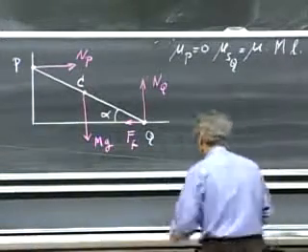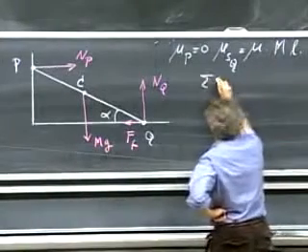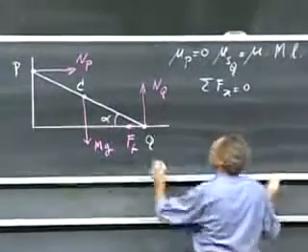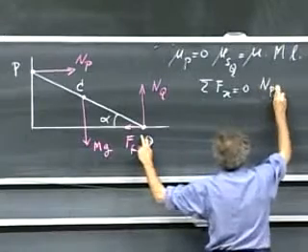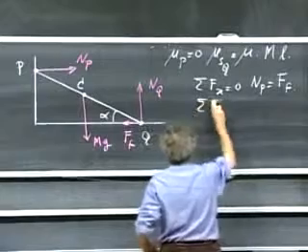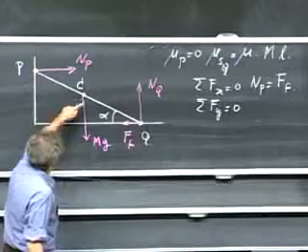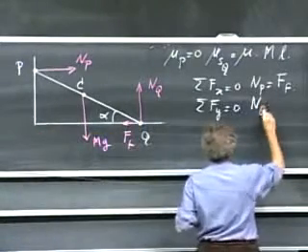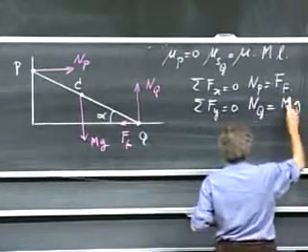And now we can start our exercise, and we can say, all right, the sum of all forces in the x direction has to be 0. So that means that N of P must be in magnitude the same as the frictional force. Now the sum of all forces in the y direction has to be 0. So that means that N of Q must be mg.